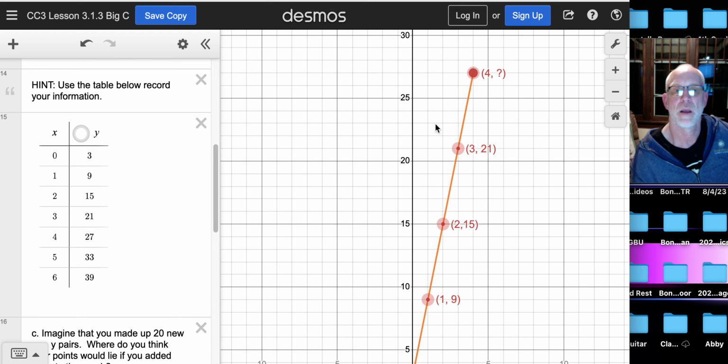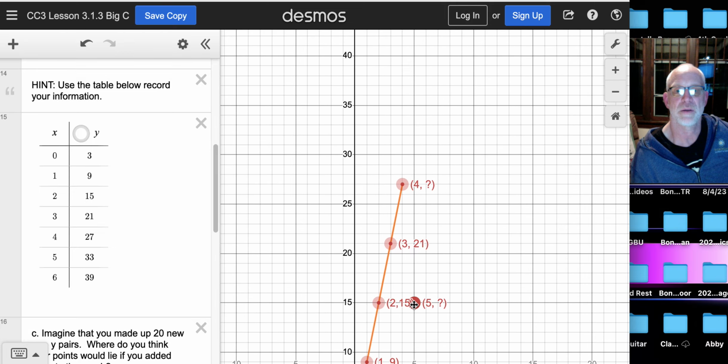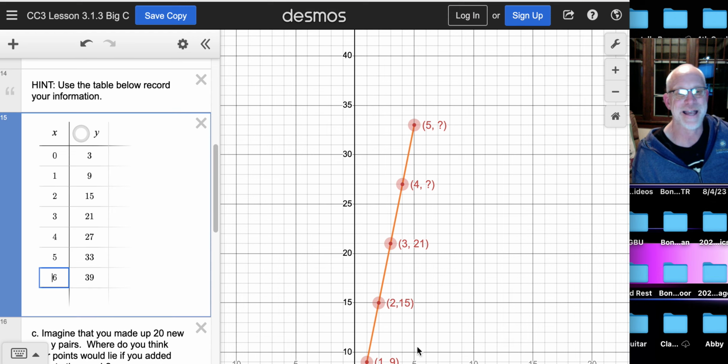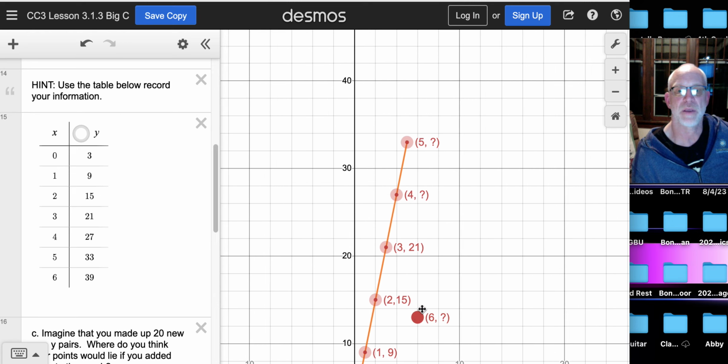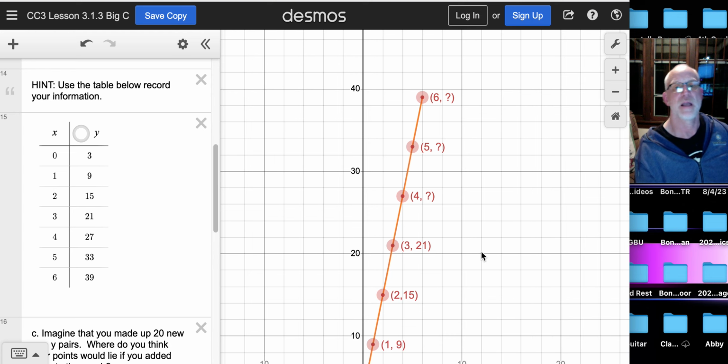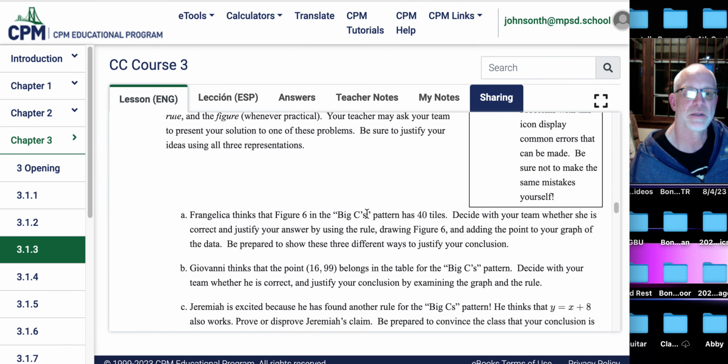The next one is over 5, up to 33. That works. And then the last one is over 6 on the x-axis, positive 39 on the y-axis. So we go over to 6. And we're going to take this one all the way up to 39 right there. Beautiful. We just graphed that equation. So that was number 2. Number 3 looks like this.